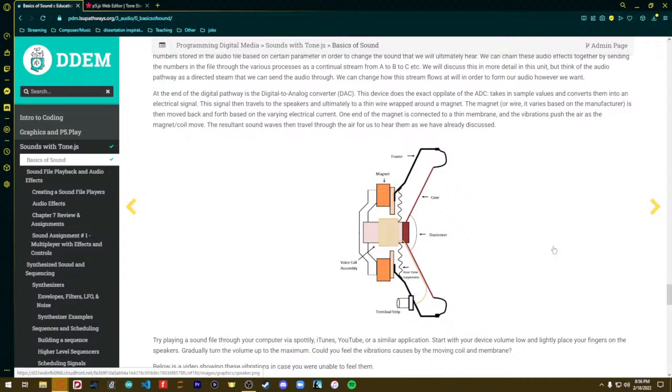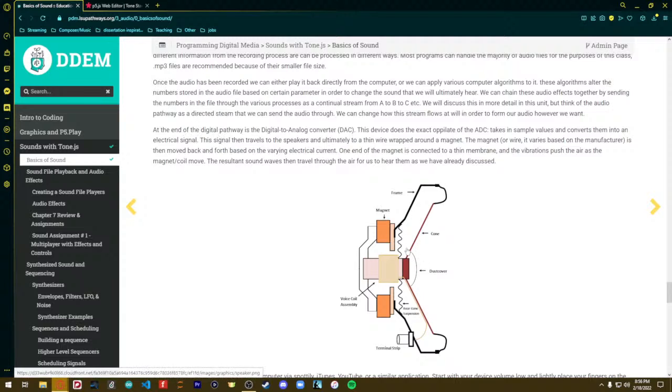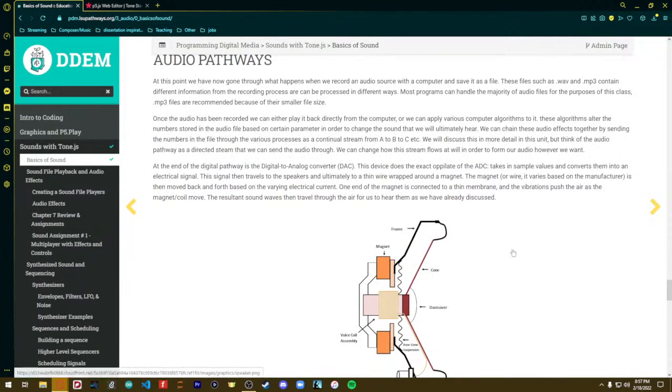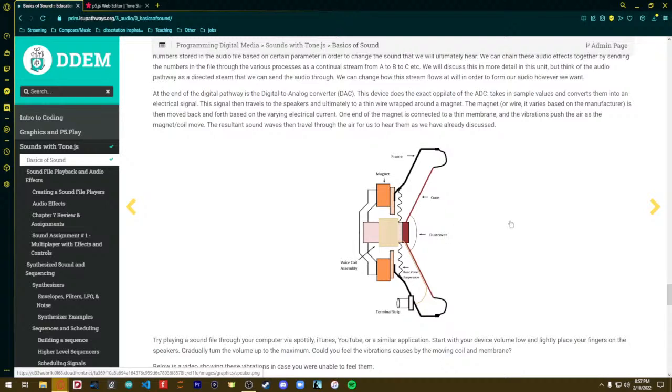Once the audio eventually gets to the speaker, it functions essentially like a dynamic microphone in reverse. So the audio signal is going to come in through this cable, and this cable's wrapped around a magnet. I'm sorry, we actually skipped a step. Before it gets to the speaker, we go through the digital to analog converter, which is the opposite of the analog to digital converter. It takes the numbers and changes it into an output electrical signal that we then transmit down the wire, and it goes up to the speaker.